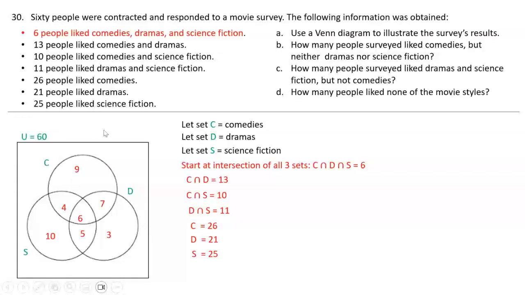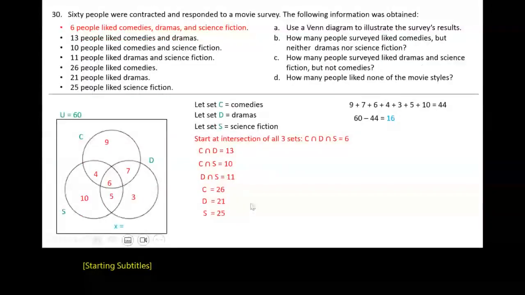Now, we also have to consider how many people are outside of the sets but inside the universal set. So we have to count them all. This will be my X. So we have to add all the numbers: the 9, the 7, the 6, and the 4, plus 3, plus 5, plus 10, gives us 44. So 60 minus 44 will give us 16. So X equals 16.